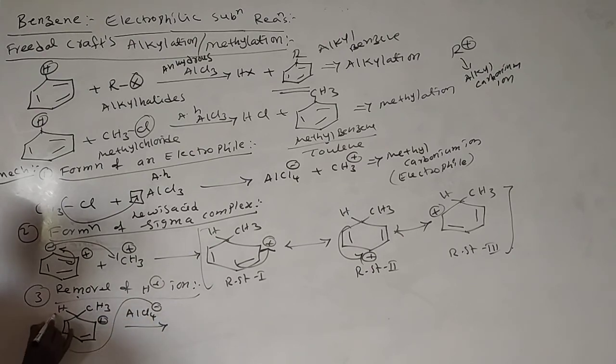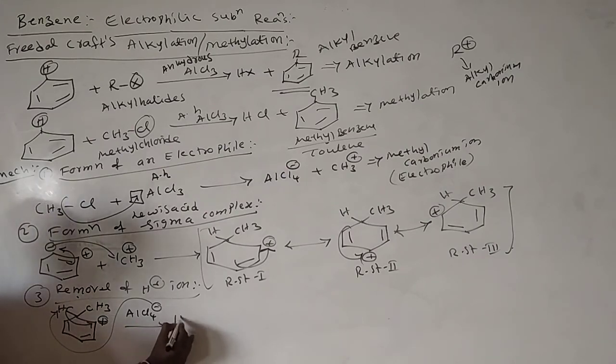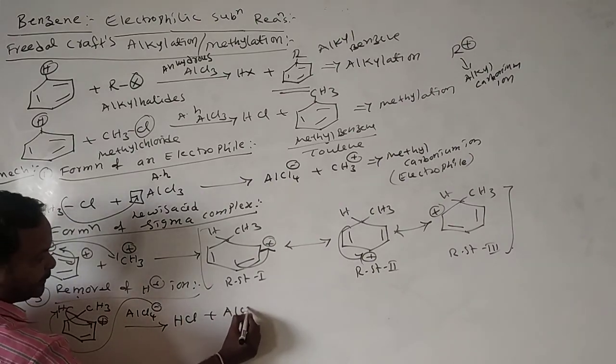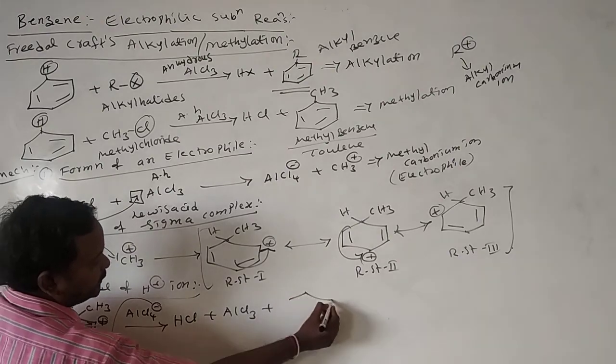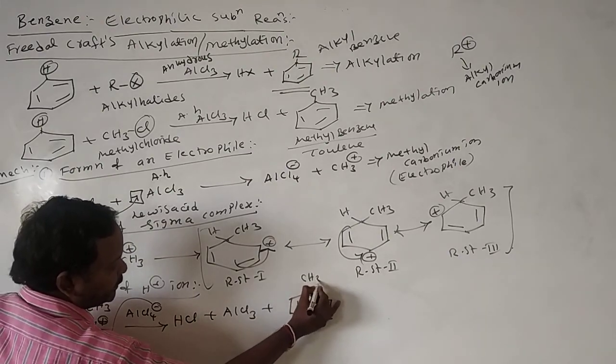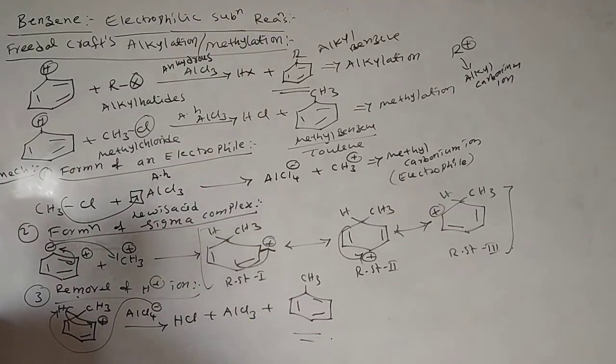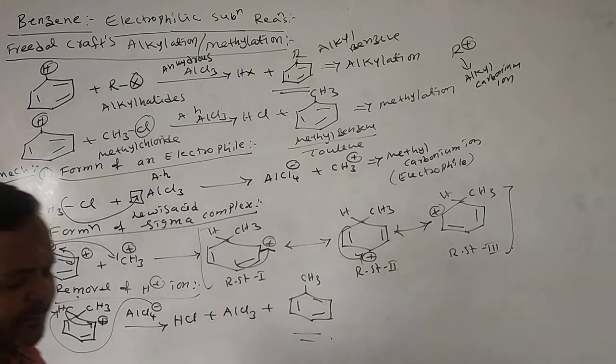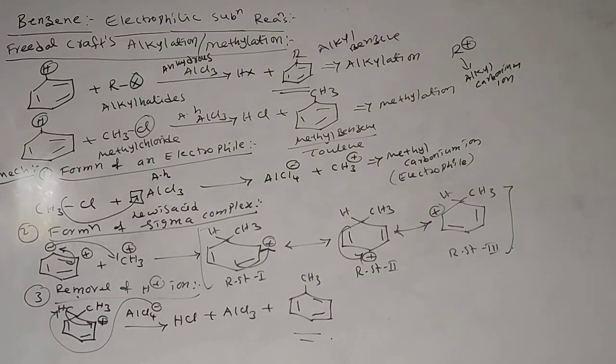AlCl4 minus attacks, and the electrons transfer towards the carbon with the positive charge. That means the H leaves in the form of HCl. We will get AlCl3 along with this, and C, a bond, and CH3 here. We get methyl benzene. This is the Friedel-Crafts alkylation, Friedel-Crafts methylation.